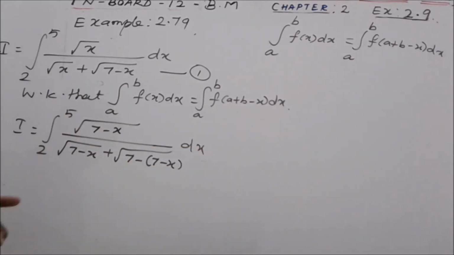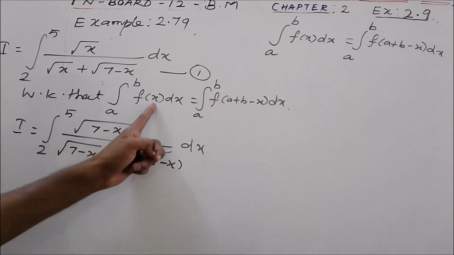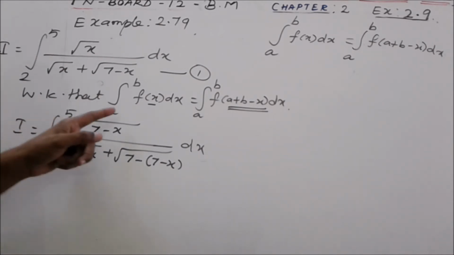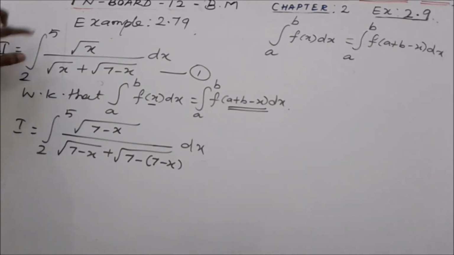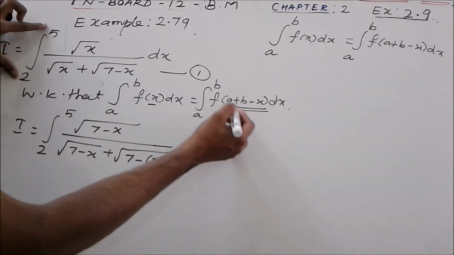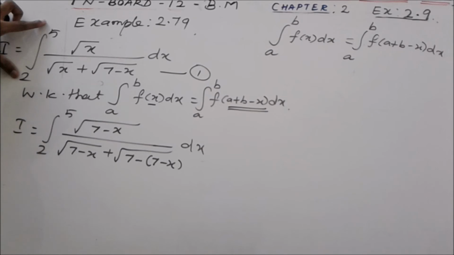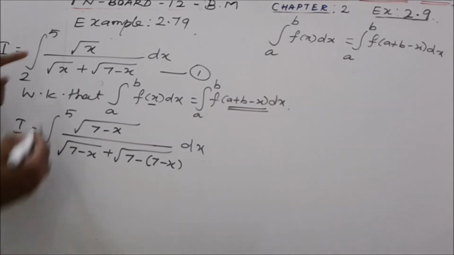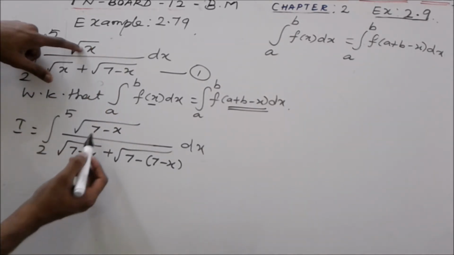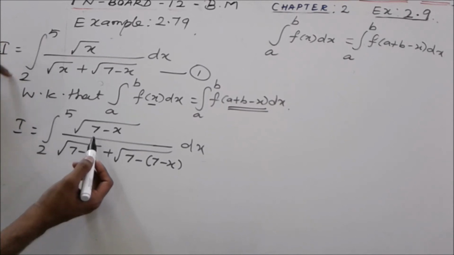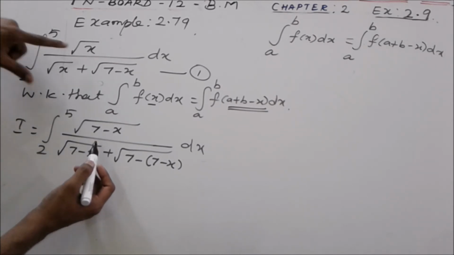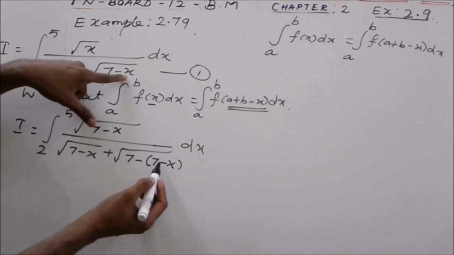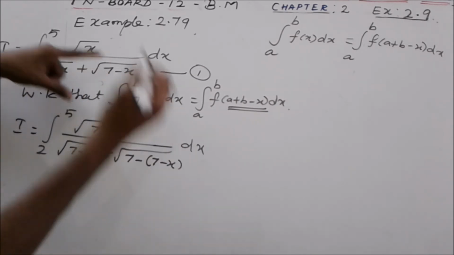Are you clear on this? Listen carefully here. Instead of x, it is replaced by a plus b minus x. Here a and b are the lower and upper limits, so the lower and upper limits are 2 and 5. Adding these two values, a plus b, 2 plus 5 is 7. So minus x. So replace x by 7 minus x in f of x. All the x are replaced by 7 minus x, because 2 plus 5 is 7. A plus b is 2 plus 5, 7 minus x. Here for x we have replaced 7 minus x, and here also for x we have replaced 7 minus x. 7 minus of 7 minus x, dx.